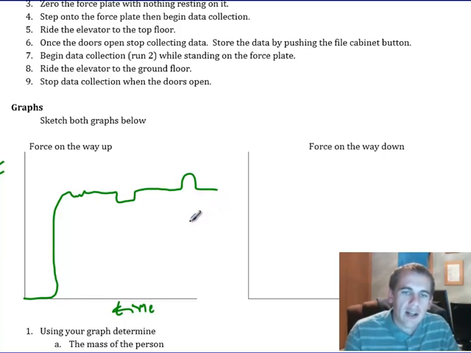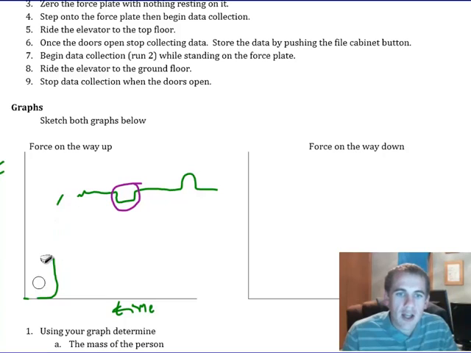But wait a minute, I gotta analyze my data on this one. What can I see about this force right here? Well, the person stepped on, but then right here in this time interval I get a little bit less of a force, which means the elevator is accelerating down. And if I start with an acceleration down, I can't be on the way up. Okay? So I actually have this one drawn backwards. It's not what I thought I was looking at. So I can't put it here. Okay? It must be on the way down.